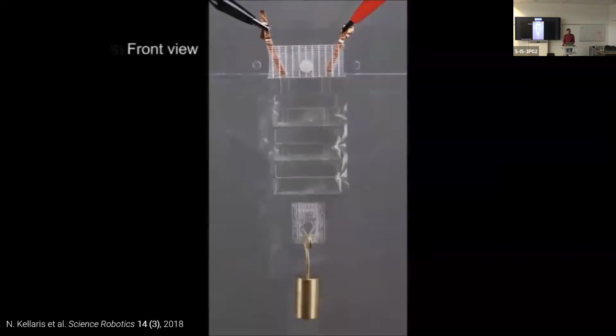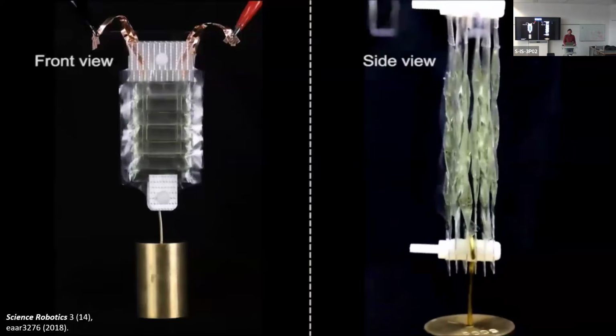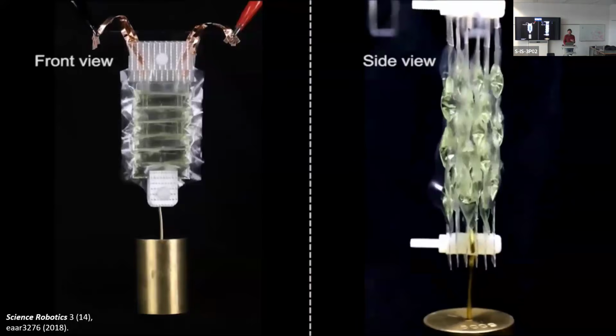This is a technology that was developed by Professor Christoph Keplinger here at the Max Planck Institute for Intelligent Systems, where you can see how this actuator behaves. You can see how the liquid is pressurized, and also how you can use that to lift higher weights if you take multiple of those in parallel.